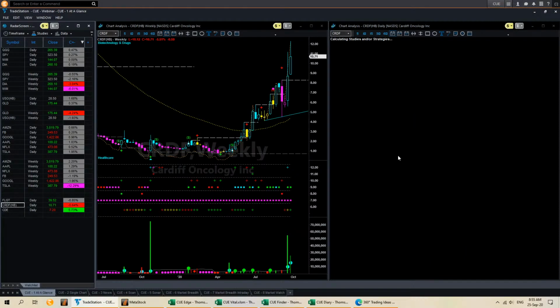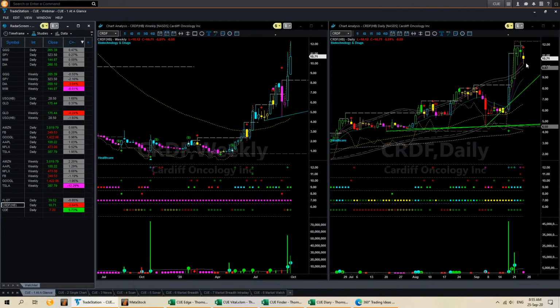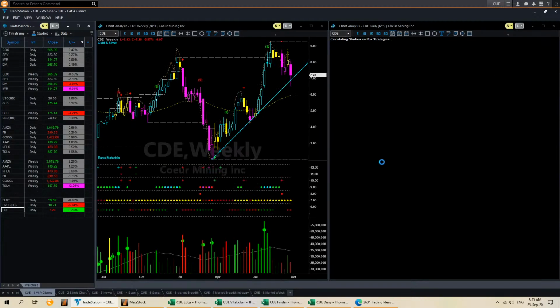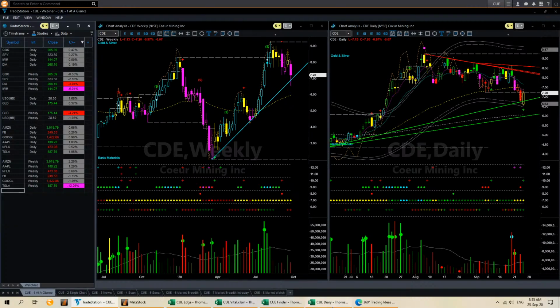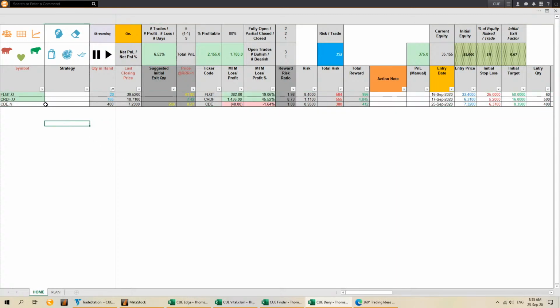CRDF, I already saw that the stock is doing good. I have already booked profit. And CDE, I assume that just today I got filled at above the higher price, so it's looking good so far. So that's how I am going to look at my existing positions every day. If I go back to Q Diary, I looked at the bullish stocks.